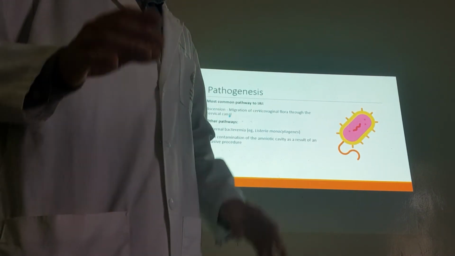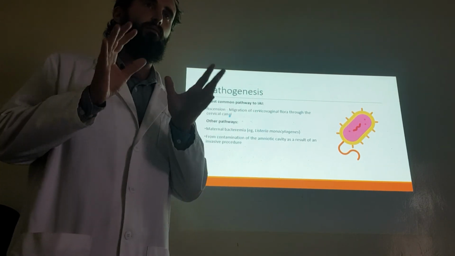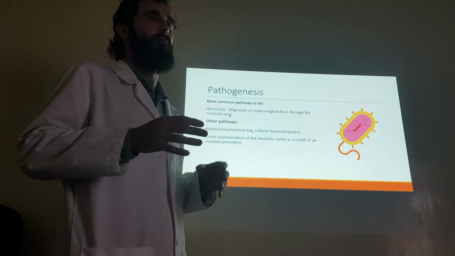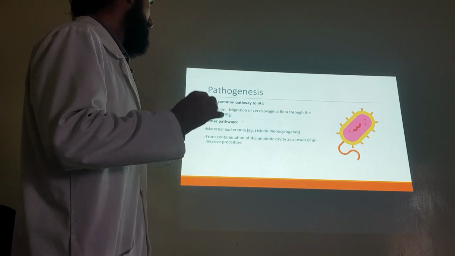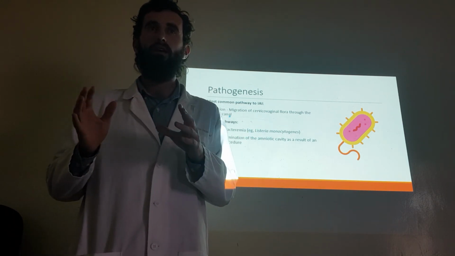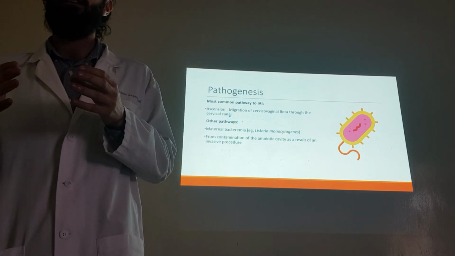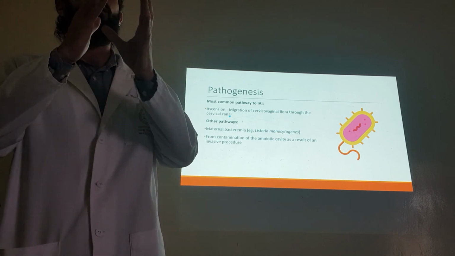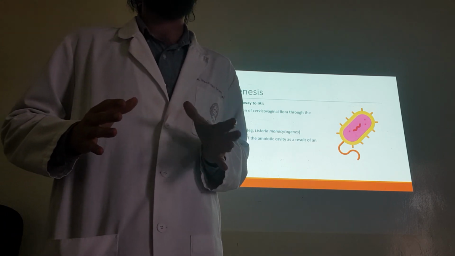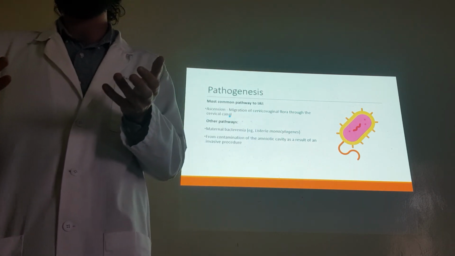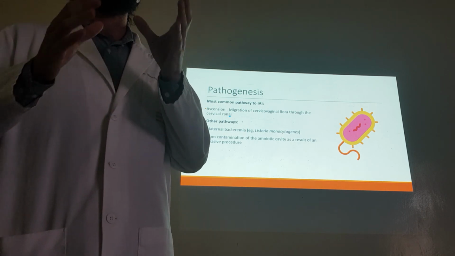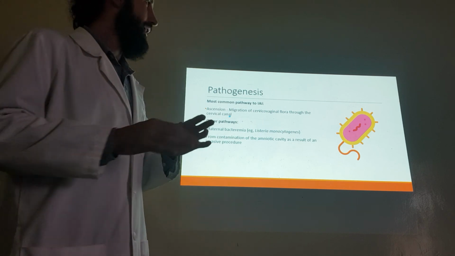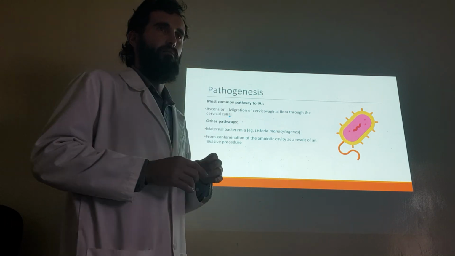What about the pathogenesis? Just a summary again, because there are many diagrams and theories about this. But the most common pathway for the bacteria to reach the chorion is going up through the vagina and the cervix. The most common is in a patient with rupture of membranes. There are other pathways, but they are not common.